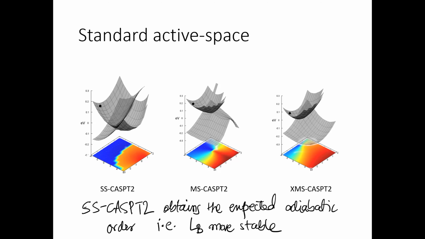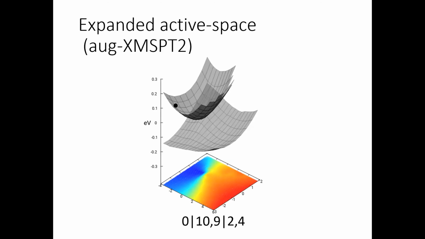But the single state CASPT2 obtains the expected adiabatic energetic order, that the LB region is more stable than the LA region, but we cannot describe a branching space at the single state level. So to improve, I expanded the active space to collect more correlation. I add 4 orbitals in RAS3. After I add them, these 4 orbitals don't have a very huge population, so I'm preserving the original state, but I'm describing more correlation statically.